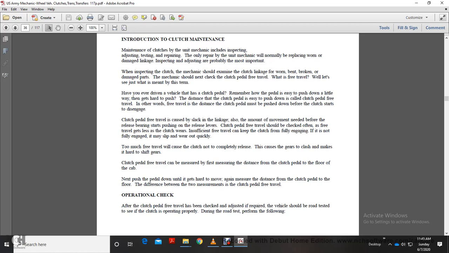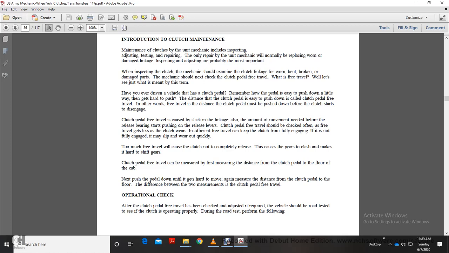the release bearing starts pushing on the release levers. Clutch pedal free travel should be checked often. Free travel gives less wear on the clutch. With insufficient free travel, the clutch is not fully engaged. It may slip or wear out quickly. Too much free travel will cause the clutch not to release completely. This causes the gears to clash and makes it hard to shift gears.